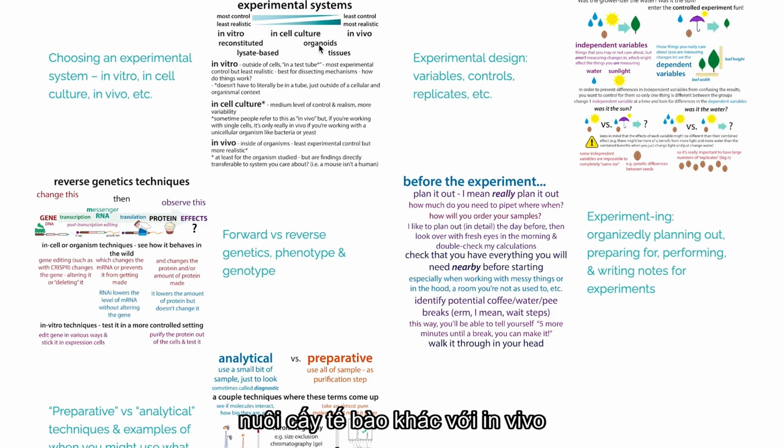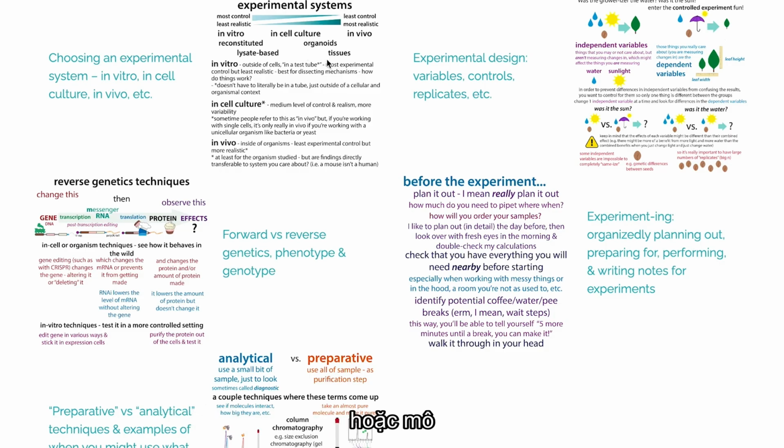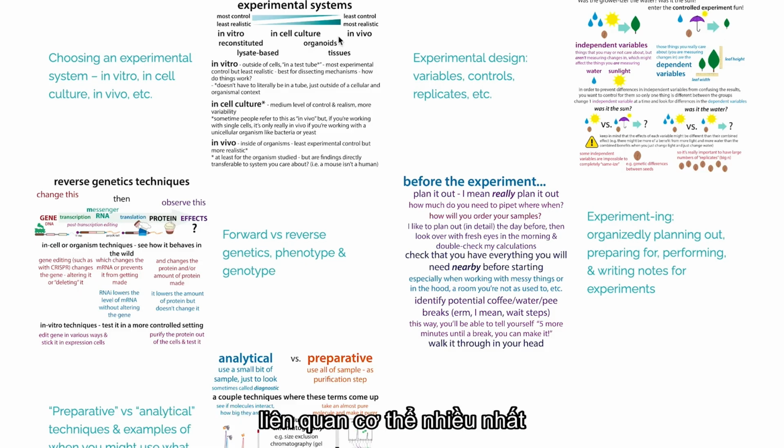is different than in vivo, and cell culture can have various artifacts and things like this, and often you're working in cell lines, like cancer cell lines, that have a bunch of mutations. And when you're working with cells stuck to a plate, they're missing a lot of the context. You can get some more context with things like organoids as well as tissues. But if you really want the most physiologically relevant, the most bodily relevant, the most realistic, then you're in vivo.